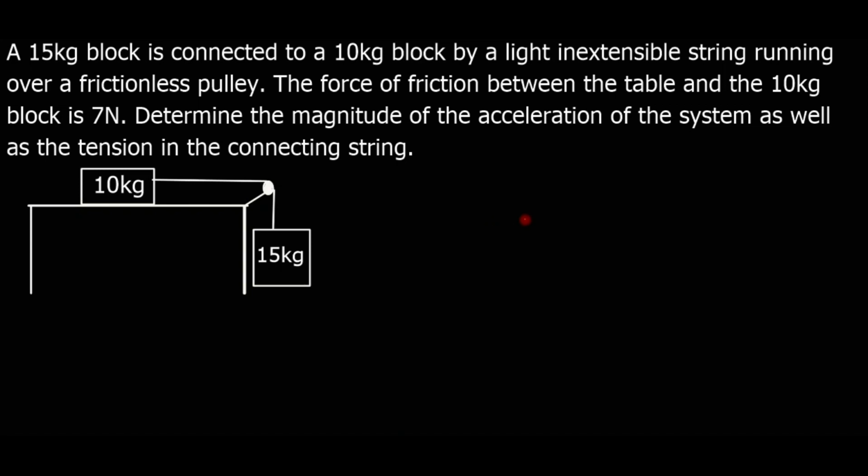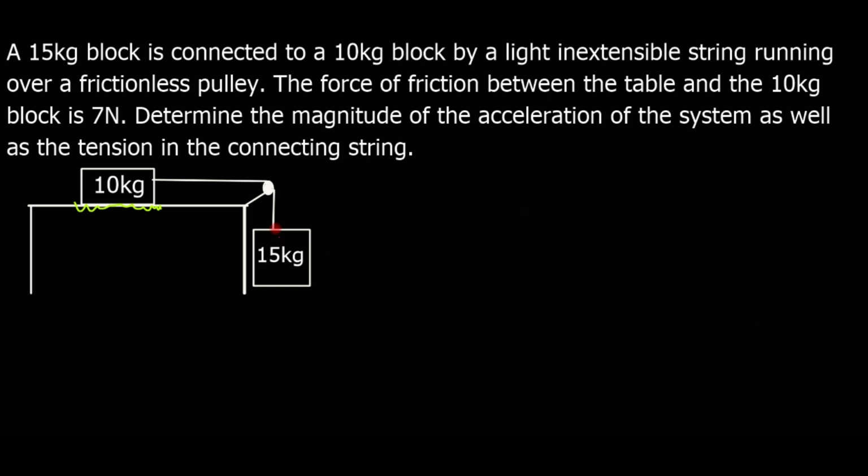Let's see this one. A 15 kilogram block is connected to a 10 kilogram block by a light inextensible string running over a frictionless pulley. This is a pulley. The force of friction between the table and the 10 kg block is 7 newtons. So this block has friction, and it's 7 newtons. Determine the magnitude of the acceleration of the system as well as the tension in the connecting string. It is a different situation, but I will apply the same concept.